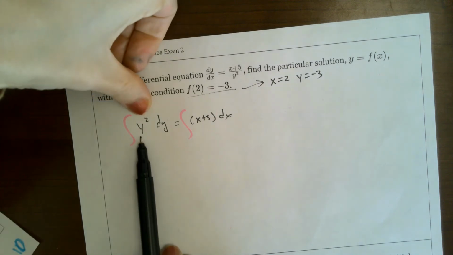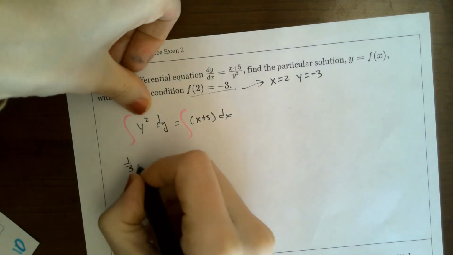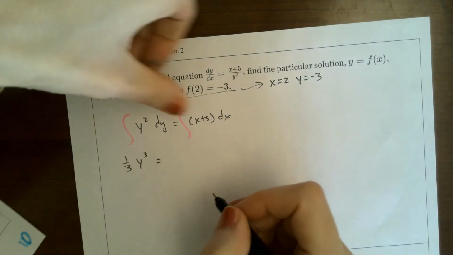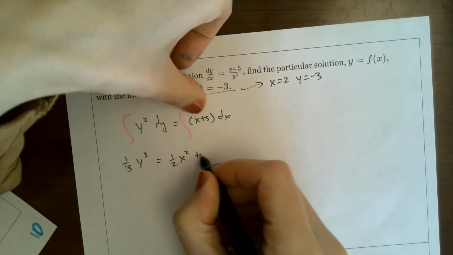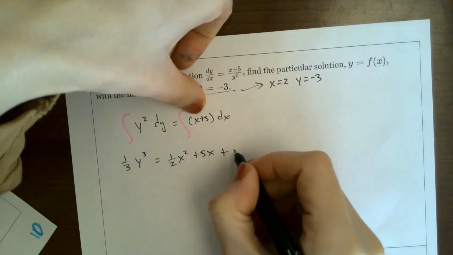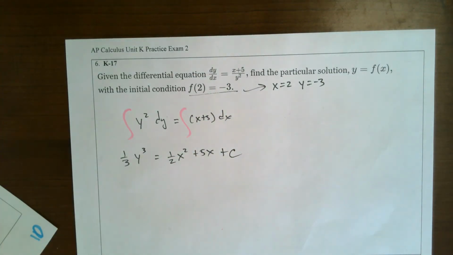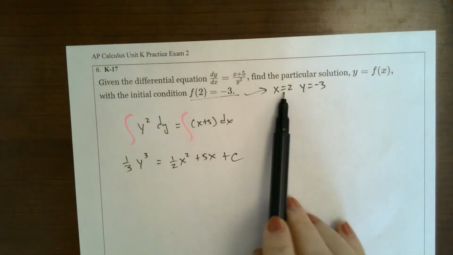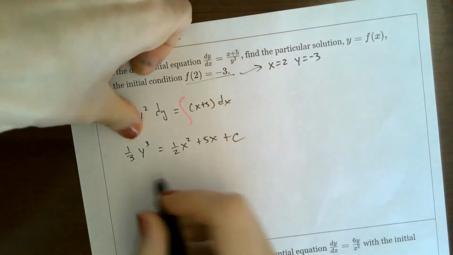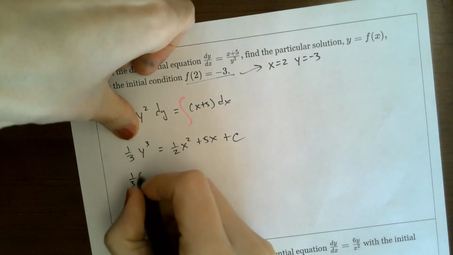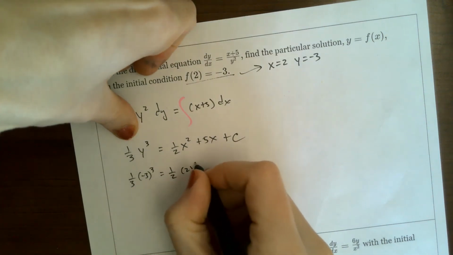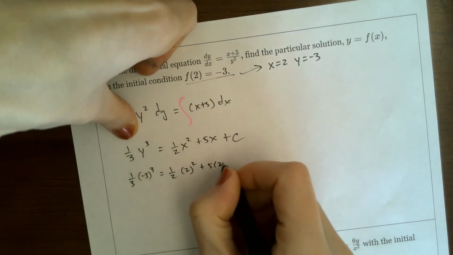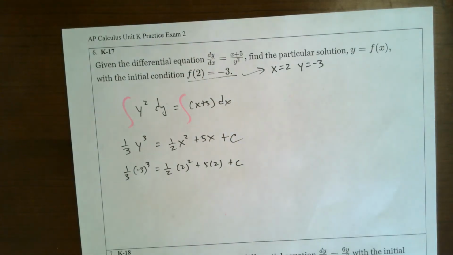Okay, antiderivative of this is 1/3 y cubed. Antiderivative of this is 1/2 x squared plus 5x plus c. Now you've got to find c. So you use the initial condition right here to find c. So I'm putting -3 in for y and 2 in for x.